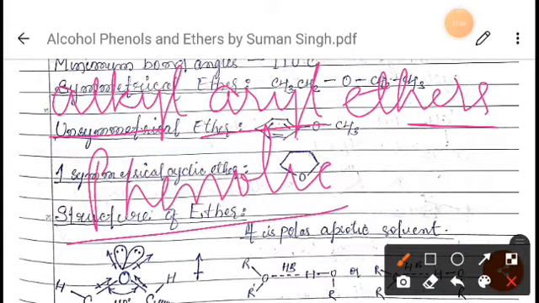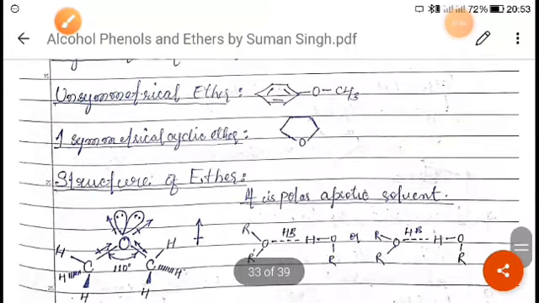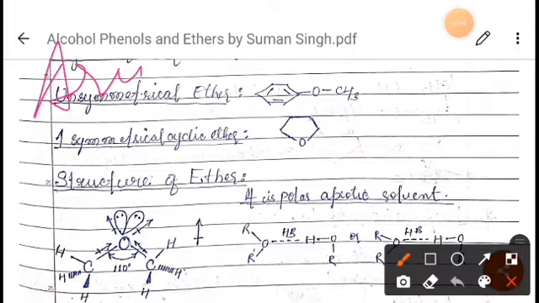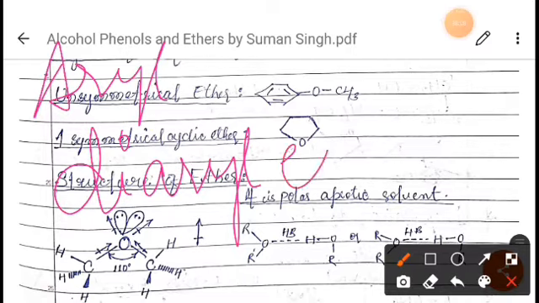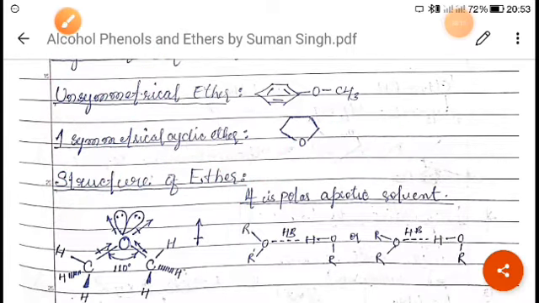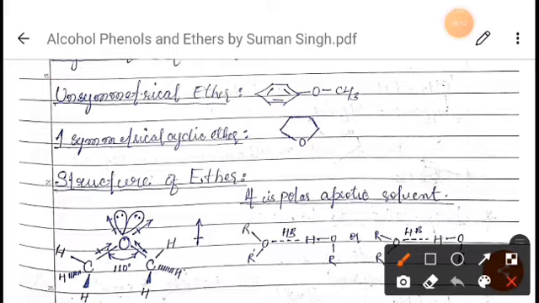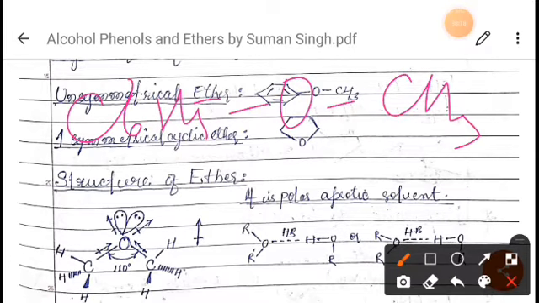Now next, the ether in which both the groups are aryl, that type of ether is called what? Diaryl ether. Okay, so I will give you one example. You can take the example of C6H5OCH3. This is called methyl phenyl ether, right?